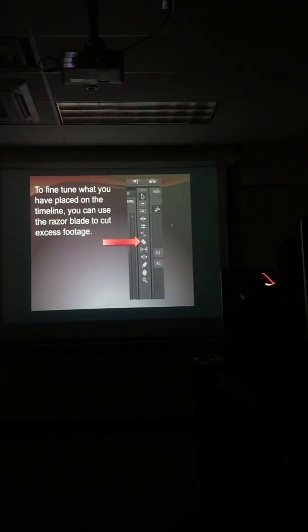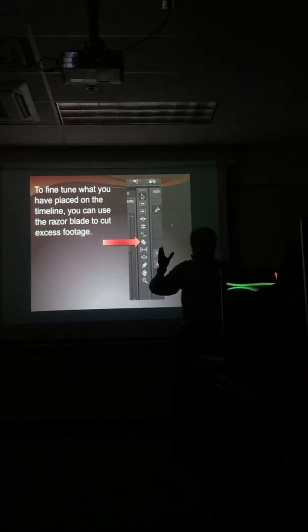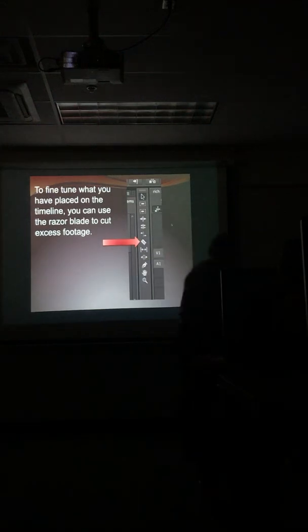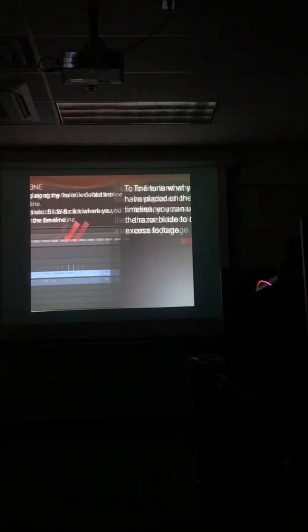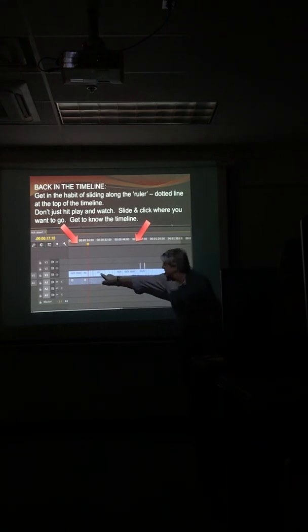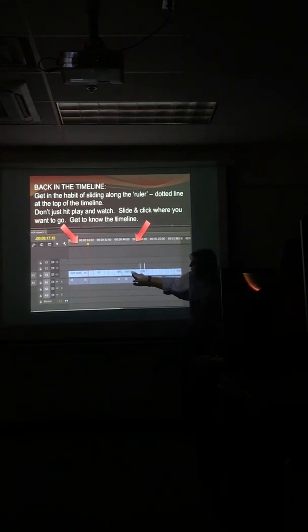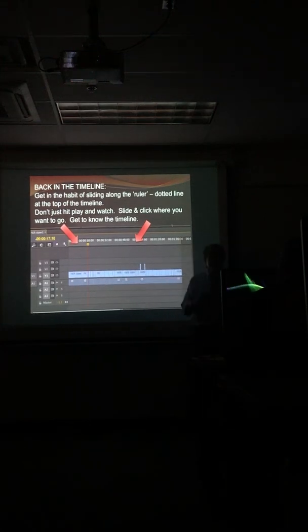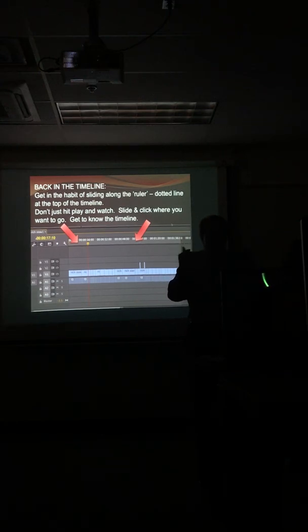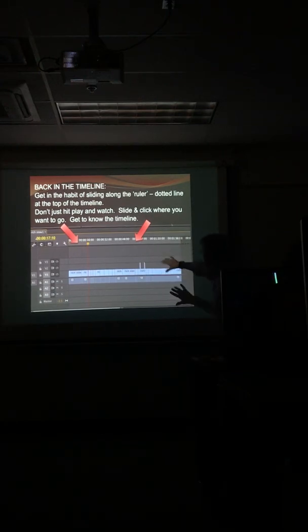To fine-tune what you have placed on the timeline, you can use the razor blade to cut the video. Once you plop something on the timeline, it's never necessarily going to be the right length or the right thing you wanted. You've got to be able to move things. By the way, you've got to get comfortable using the timeline. If I decided this shot is in the wrong place, see all these are cuts right here, so this shot should be there. Well, what you do is click on that and drag it over and drop it there, and it'll move the other video away usually. So you've got to get comfortable moving stuff around in the timeline.